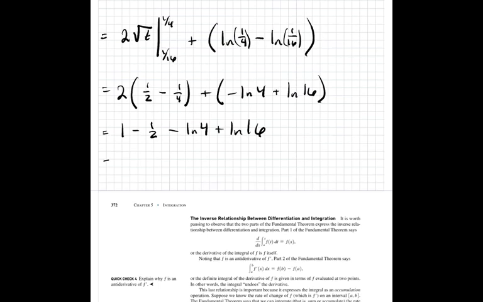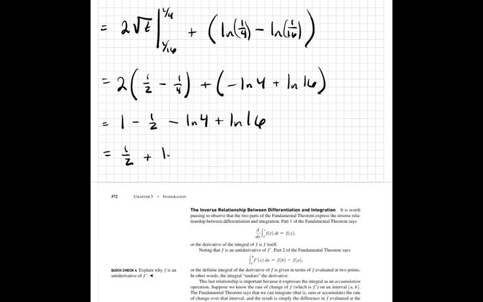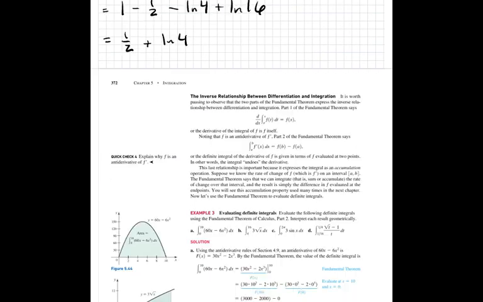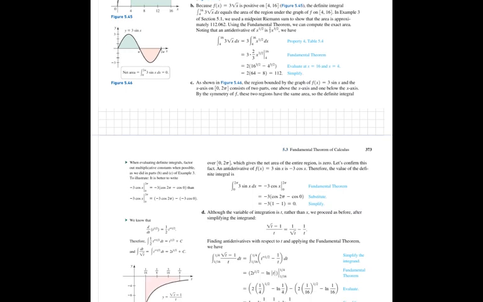So this is going to be the same as 1/2. Now we got, let me see. Natural log of 16 is the natural log of 4 squared. So that becomes 2 times the natural log of 4. So then we have negative natural log of 4 plus 2 natural log of 4, which leaves us with plus the natural log of 4, which is what they have. That's all I wanted. That's just properties of logs.